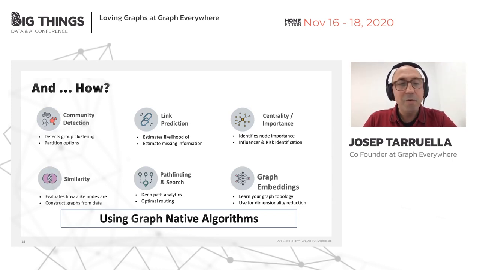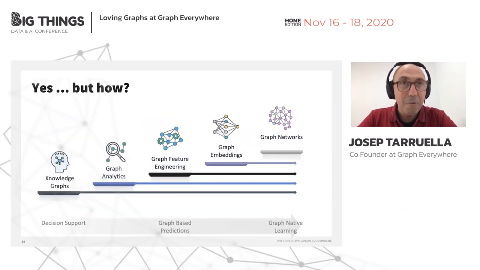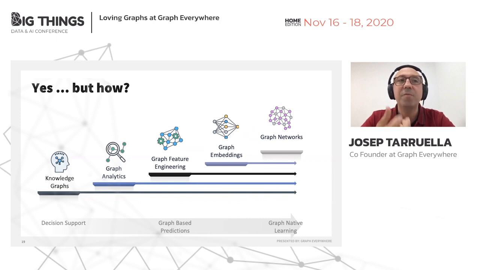But, well, you can say, Josep, you told us how, but not many how. So you could say, yes, but how do I apply those algorithms? Okay, it's a journey. It's not that we just execute and that's all. This is a journey that starts with more simple questions and moves to more sophisticated ones, to embeddings, to graph networks. So it's a journey from answering simpler graph questions to even graph native learning, something that learns from the proper structure of the graph.